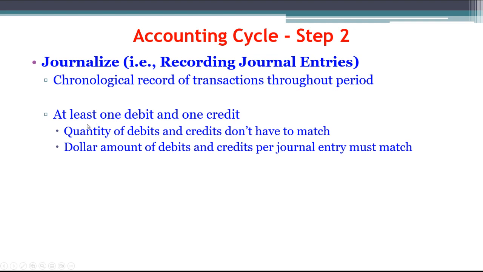But the point is, because we have to have at least two things going on, one of them has to be a debit and the other has to be a credit. There might be two debits and one credit, or two debits and four credits, as long as the dollar amounts of the debits match the dollar amounts of the credits. This ties right back into the accounting equation, how we kept everything in balance.